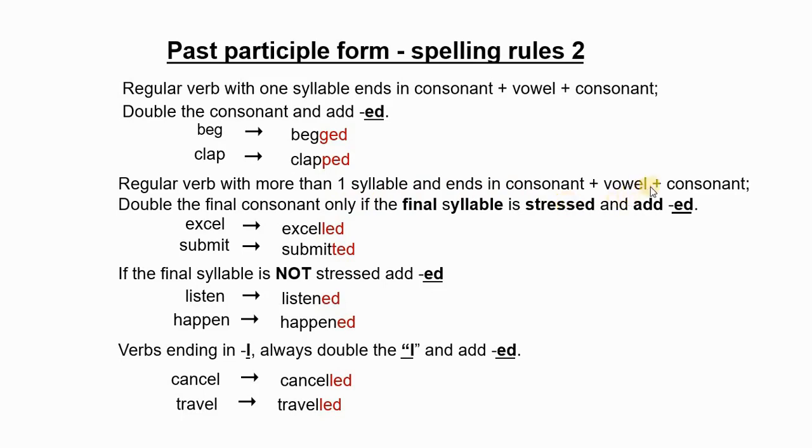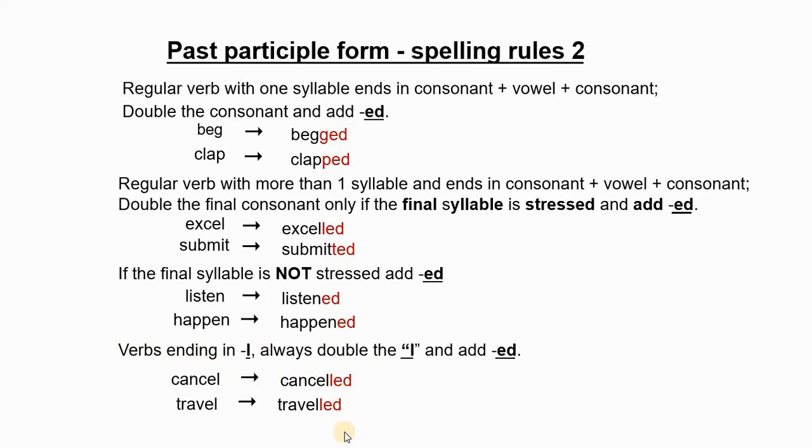Regular verbs with more than one syllable that end in consonant plus vowel and a consonant: double the final consonant only if the final syllable is stressed and add ed. Excelled, submitted. But if the final syllable is not stressed, we just add ed. Listened, happened.